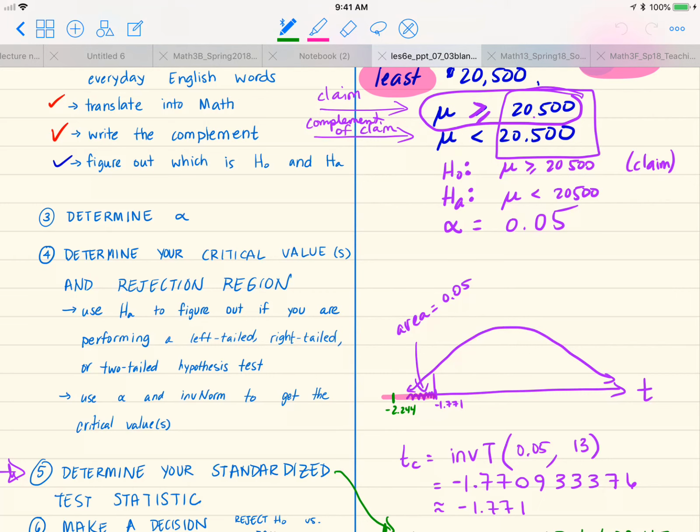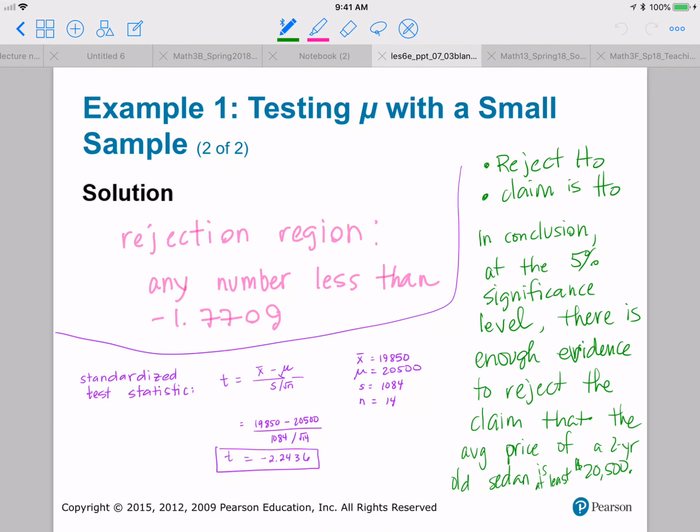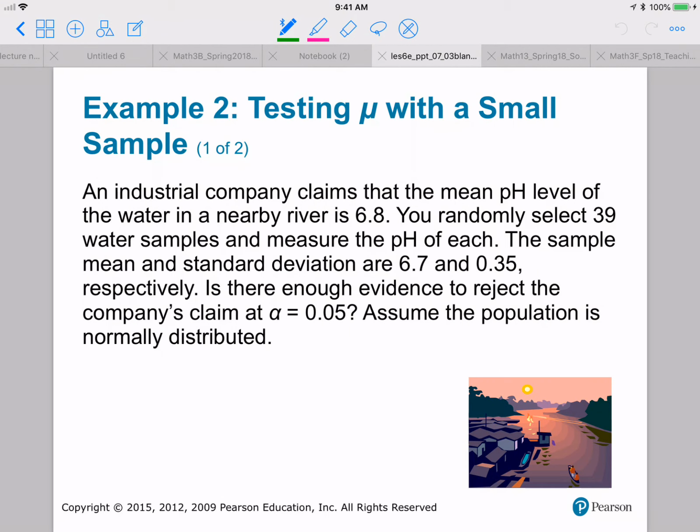And so based on the sample that we took, it's too unusual. So our sample mean is unusual compared to what the used car dealer is saying. So we have to say there's enough evidence based on the sample that we took to conclude that the claim is false, to reject the claim.